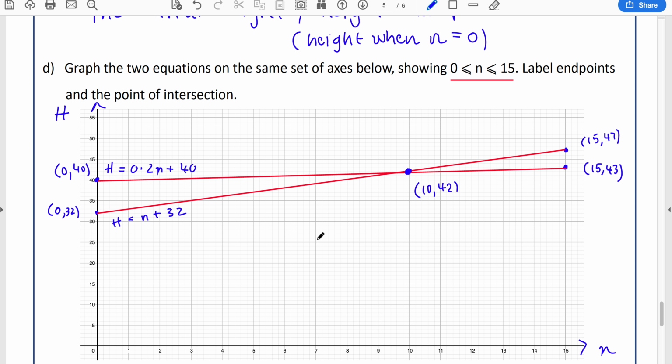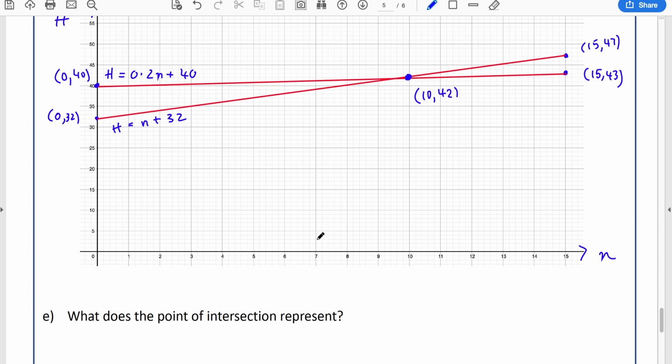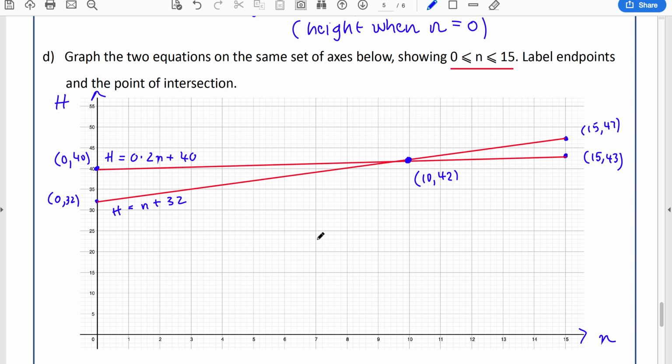All right, finally, we've got our two graphs. Now we can interpret them. What does this point of intersection represent? So we need to think about the context and then refer to that when we're talking about this point. So we can't just say that the point of intersection is 10, 42. That just basically states it again, doesn't say what it means.